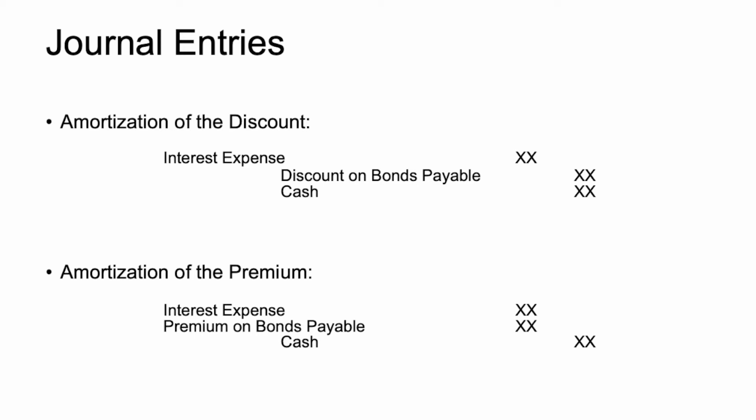Likewise, for amortization of the premium, again, we're debiting interest expense. However, in this case, we're going to debit that premium on bonds payable because upon issuance of a bond at a premium, we're actually crediting that premium. So in order to amortize, we want to debit that. Next, we want to credit out cash. And again, we're just crediting out cash for the amount of the interest payment that's due on the bond each period.